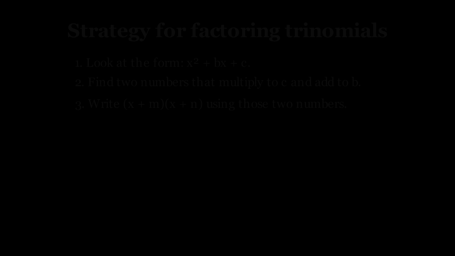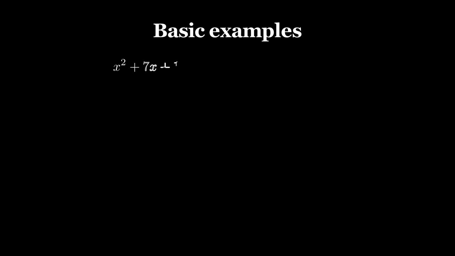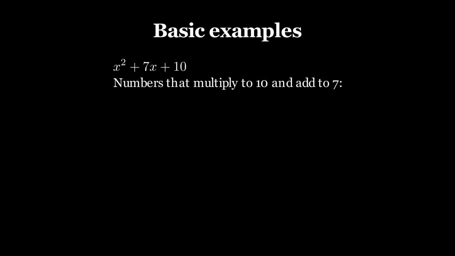Let's look at the first example. X squared plus 7x plus 10. We look for two numbers that multiply to 10 and add to 7. 5 and 2 work, so the trinomial factors as parentheses x plus 5 times parentheses x plus 2.